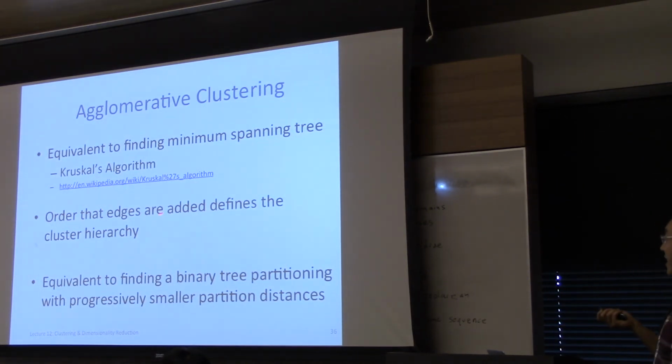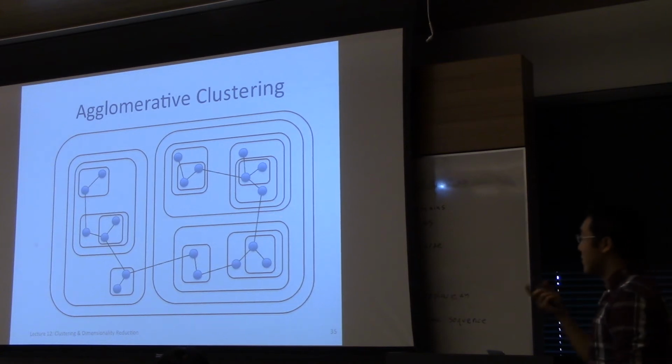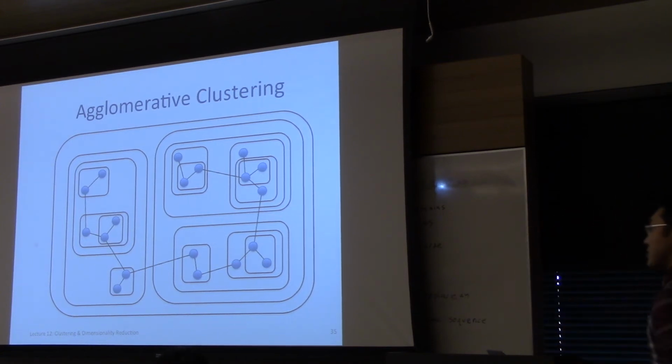The order that the edges are added defines the cluster hierarchy, so that's what you have to keep track of. Otherwise, it's exactly the same as Kruskal's algorithm. And it's also equivalent to finding a binary tree partitioning with progressively similar partition distances. So this is a linkage-based version, right? There's no single notion of centrality. It's a hierarchical notion of linkages. There's really no global notion of centrality in this type of clustering algorithm.